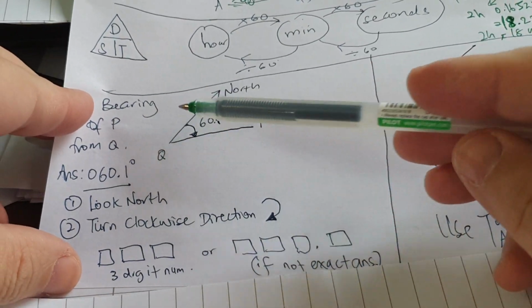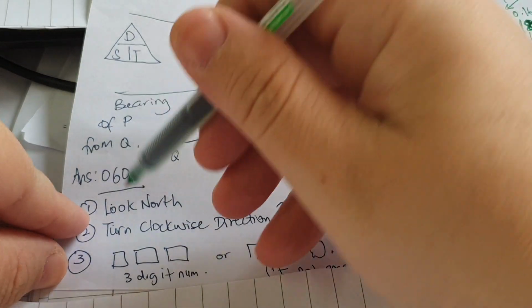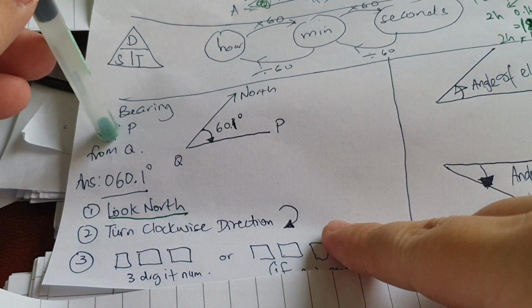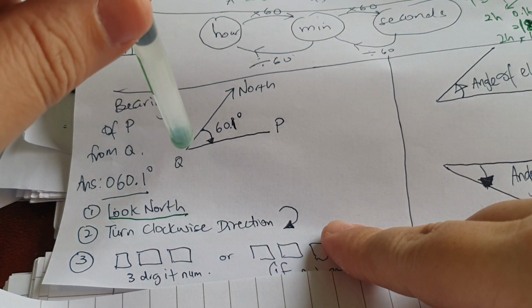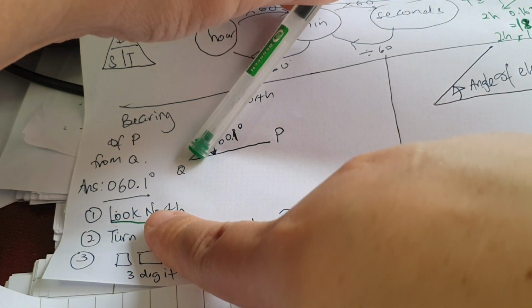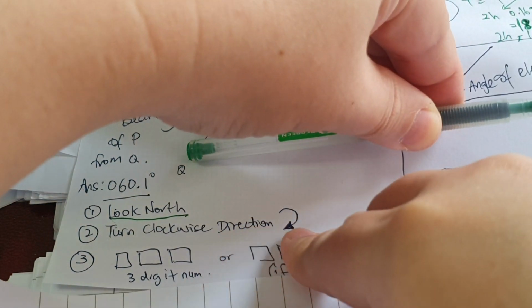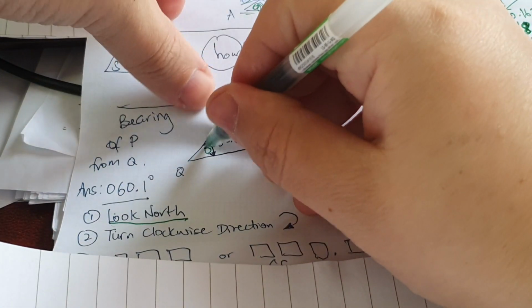So bearing, very simple. You always start from north, or you say look north. So if they say bearing of P from Q, it means you are at Q, you stand at Q, you look north, then you turn clockwise until you see P. So this is the angle that they want.